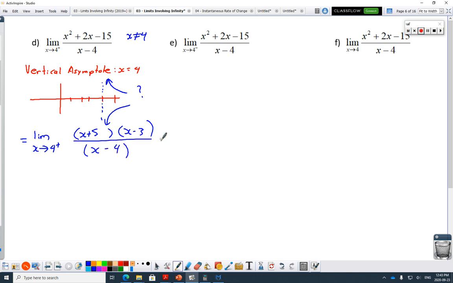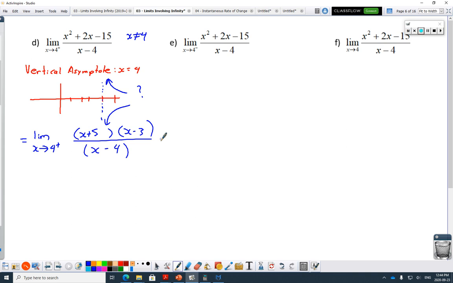And what I'm going to do next should ring a bell. Even with online learning and everything like that, we did some of this stuff. Let's talk about 4 plus. We're talking about a number that is ever so slightly bigger than 4. I've already decided it's going to be infinity. The answer is going to be positive or negative infinity. So I don't care anymore about the actual numbers. All I care about is the signs of the numbers.